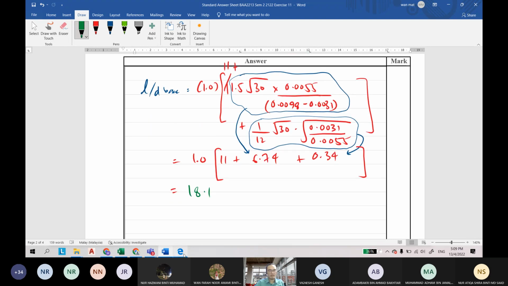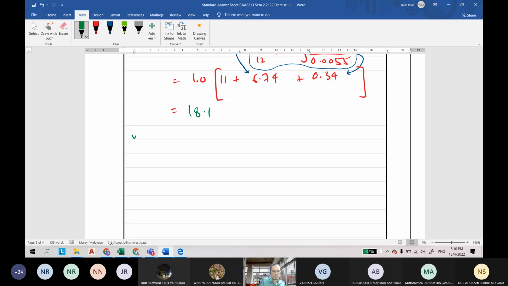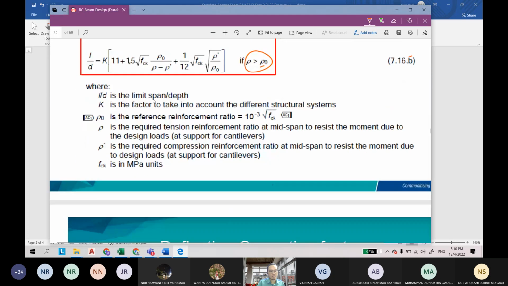So the basic shall be multiplied, according to the notes, by the correction factor to get the L over D allowable from the L over D basic. So the correction factor, you find the modification or correction factor. Okay, first is due to the steel reinforcement, for tension only, which is equal to AS provided divided by AS required. Actually the equation is longer. So this is the equation of the correction factor.